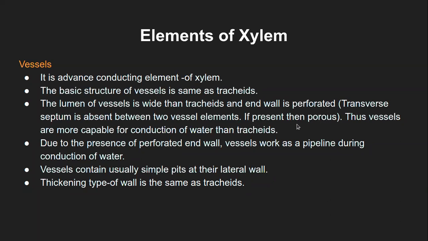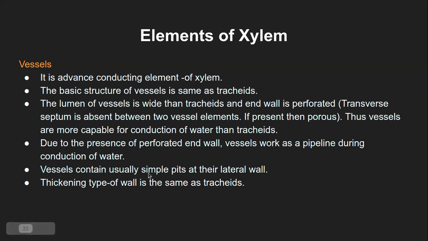In some cases it might be porous, because depending on what type of plant it is, whether it's a big tree, how old the xylem vessel is, and so on, those factors will determine this. But if at all this transverse septum is present in a xylem vessel, it will be porous in nature. Thus the vessels are capable of conducting more water than tracheids. It's common logic. Bigger the pipe, higher the ability to conduct more water. So due to the presence of perforated end wall, the vessel works as a pipeline during the conduction of water. Again, a common meaning of this.